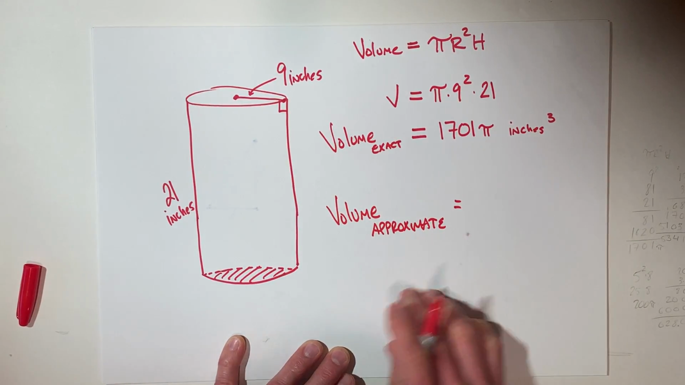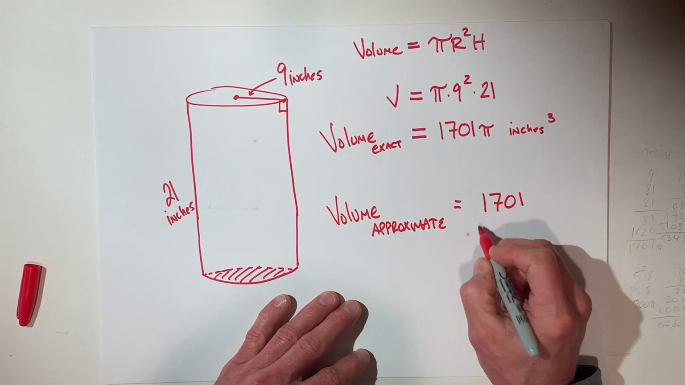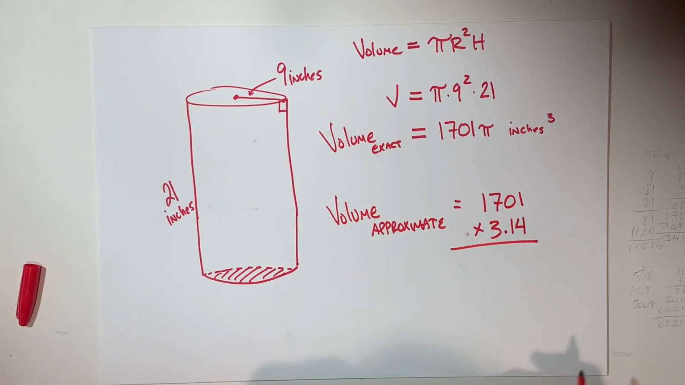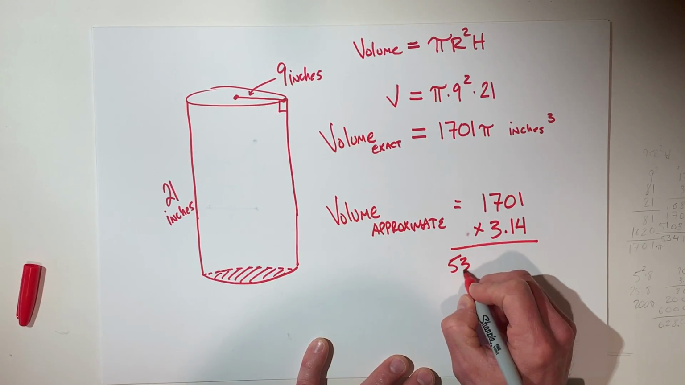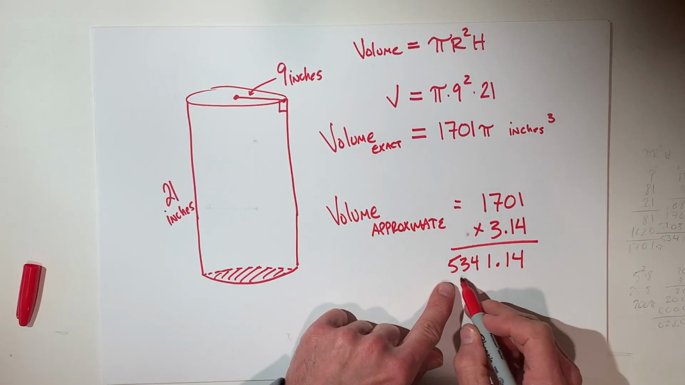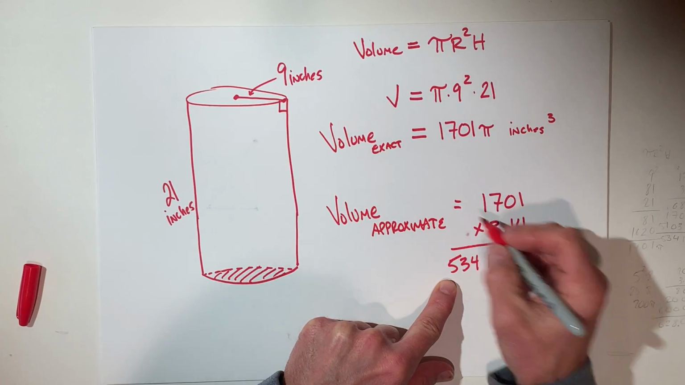And to do that, while once again I did the math off screen, I'm going to go ahead and take 1701 and multiply by pi. Now I did it by hand. You could surely use a calculator for this. There'd be no reason not to. You could do it by hand as well. I ended up getting 5,341.14, which is an approximate answer.